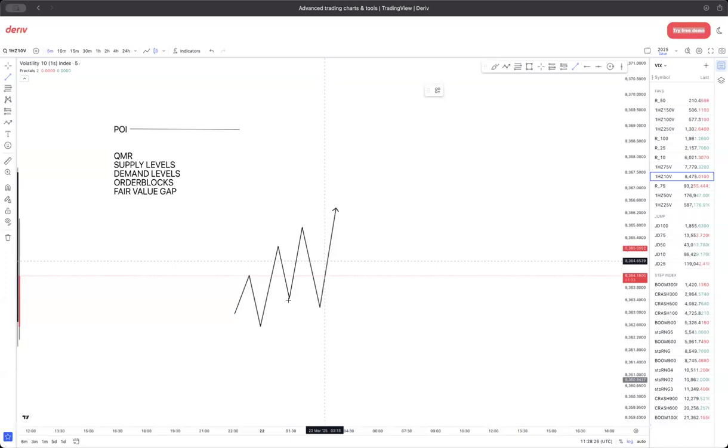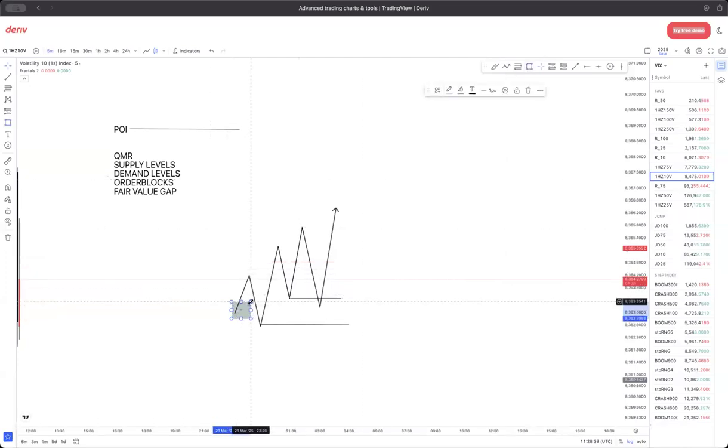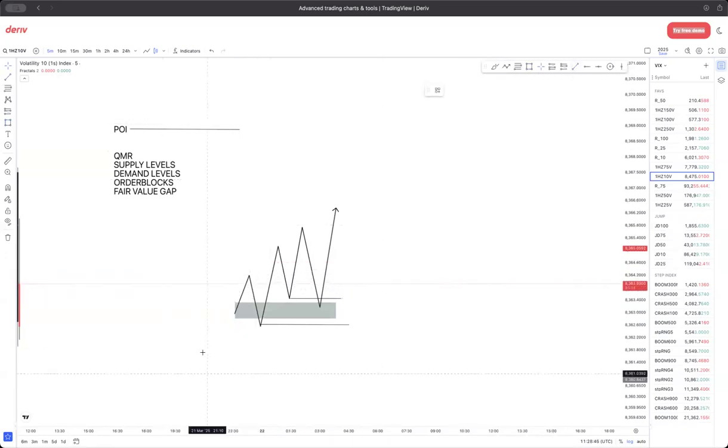So we have here your inducement or structural liquidity, and we have here your protected low. Now you can decide to draw your POI from this sweep of liquidity, from where we had this sweep, something like this. If you're drawing your POI from here, this is what we call the QMR. You're drawing it from where we have the failed order block.